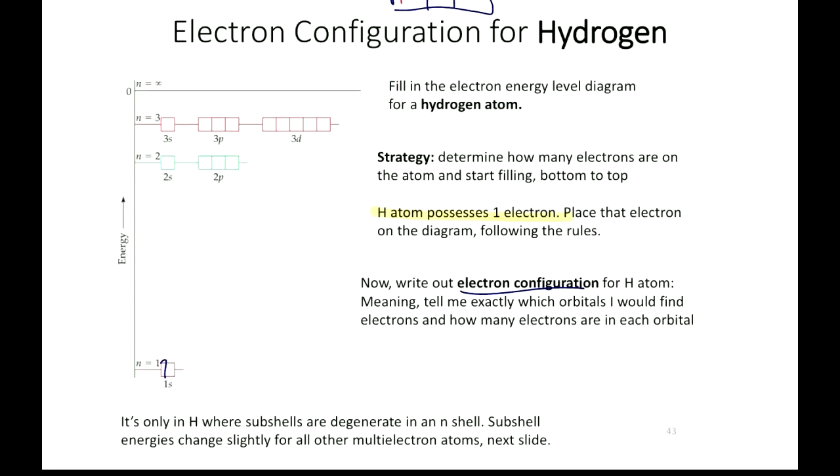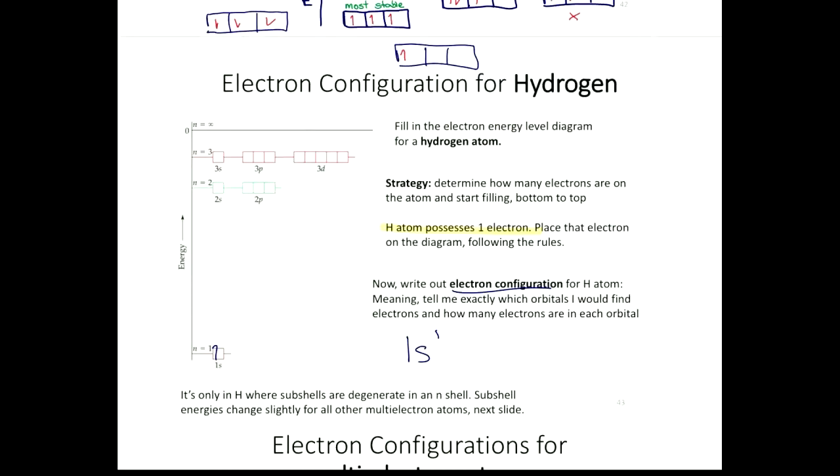So the electron configuration is telling the reader exactly where you will find those electrons. So I will say, okay, you will find an electron in a 1s orbital. How many electrons are in that 1s orbital? Just 1. So the electron configuration for hydrogen is 1s superscript 1. If there were 2 electrons, we would put a 2 superscript. And that's it. All right, so that's only for hydrogen.